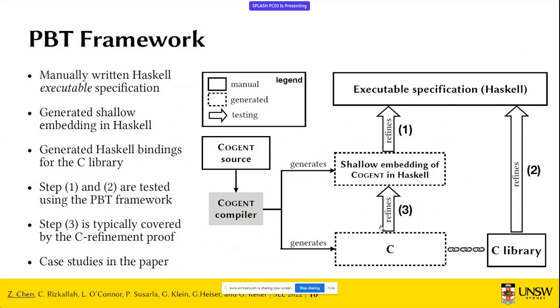This error 3, technically, we can also test using property-based testing, but that's not really something we're too concerned about because this part is covered by the automatic refinement proof. So unless we want to change the code generator or we want to do some engineering work in the compiler, we can use that as a way to ensure that the compiler is engineered correctly. But otherwise, we don't really care too much.